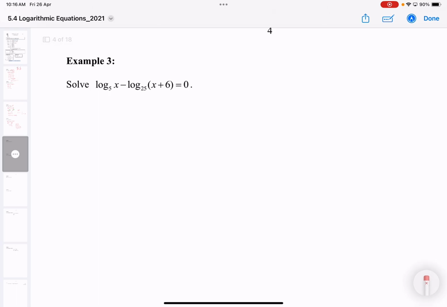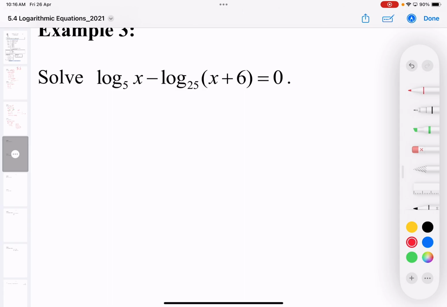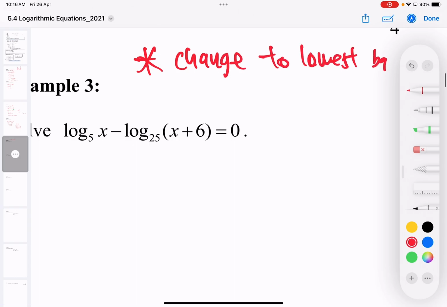Example number 3. This one. Now I have everything in different bases. I have this log 5, I have this log 25. How am I going to do this? Remember this: if you have a question with many different bases, always change them all to the lowest base. If you cannot remember, put a star down there. Right now, change to lowest base.